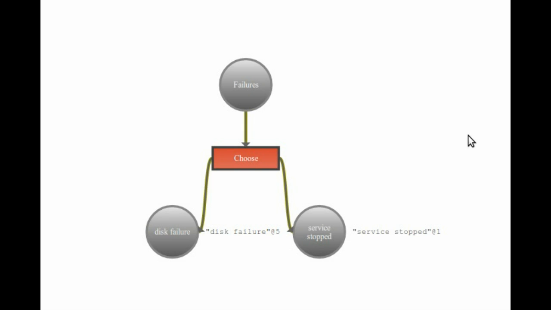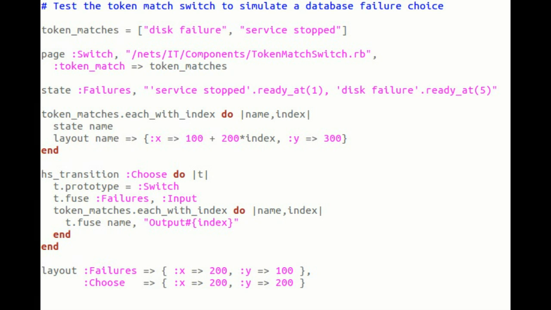This is modeled quite simply with this bit of code. Here is the CPN code for modeling the overall network, and you can see that we have an incoming state which is called failures, containing server stopped, which is ready after 1 second, and disk failure ready after 5.